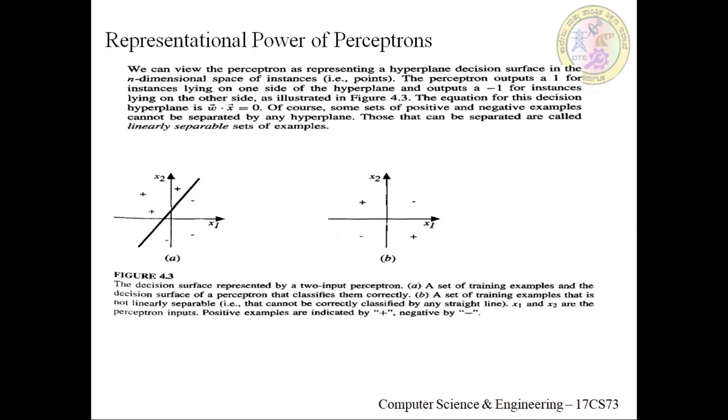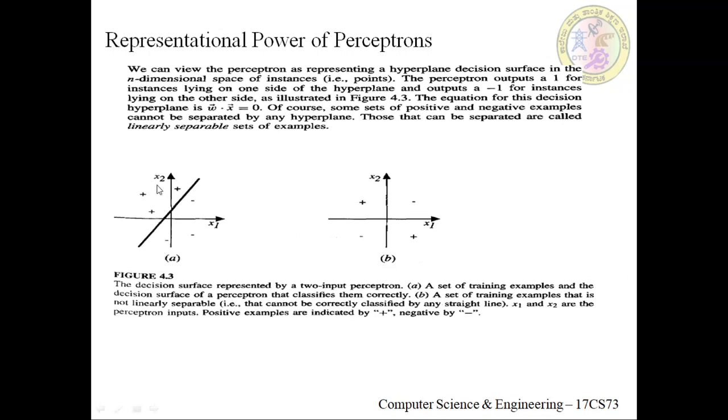Now let's see the representational power of the perceptrons, because this perceptron can be viewed as a hyperplane decision surface in the n-dimensional space of the instances, in this case the points. The perceptron outputs a 1 for instances which are lying on one side of the hyperplane, and outputs -1 for instances which are lying on the other side. Which is being shown here. So now this is the hyperplane.